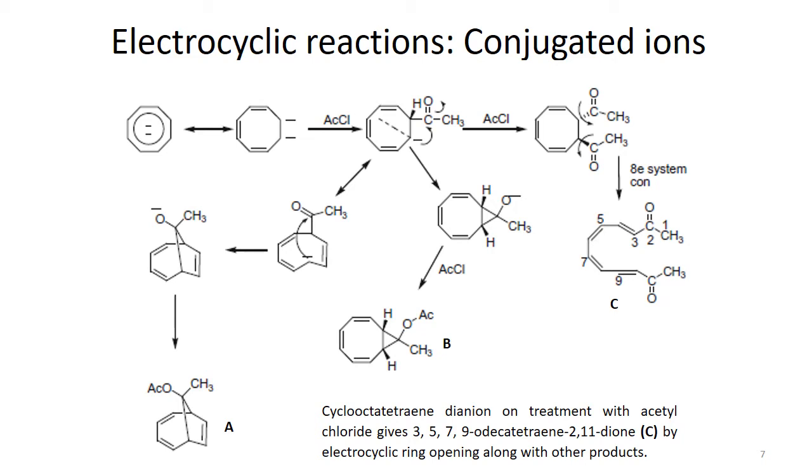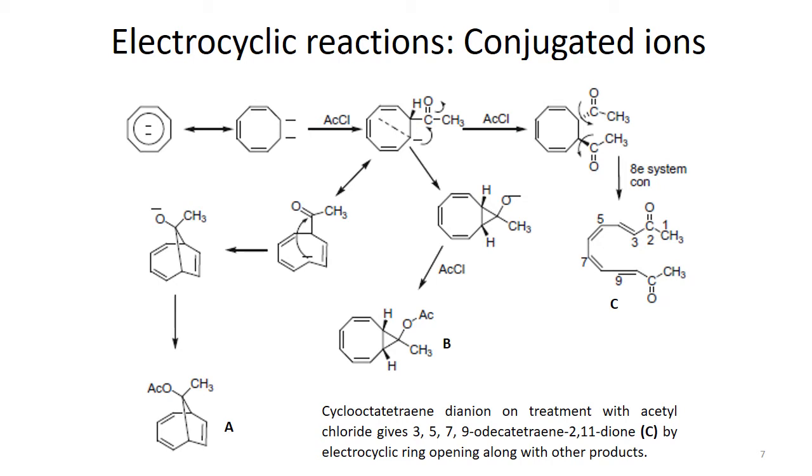Anyway, the starting material is this one, and from this material, on treatment with acetyl chloride, it does give rise to the product C. C is the main desired product. Along with it, other side products, A and B, are also formed. Then how can we explain the formation of A and B?